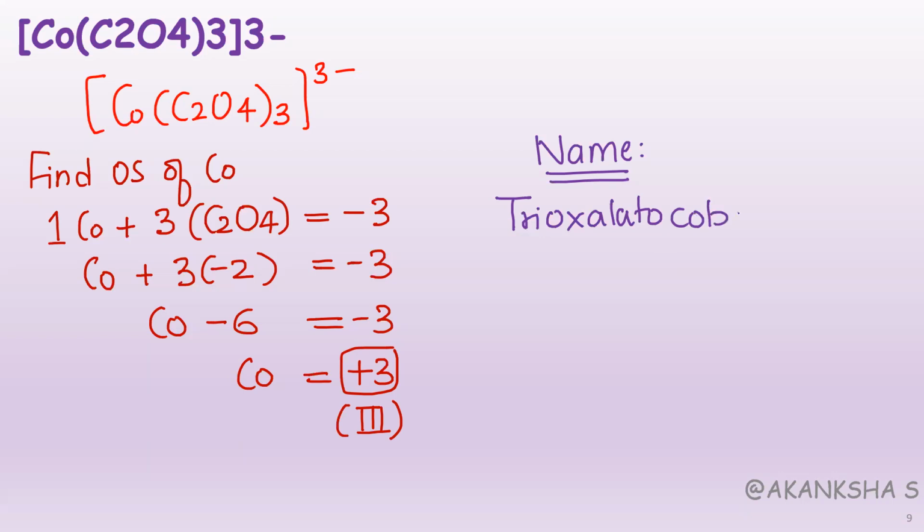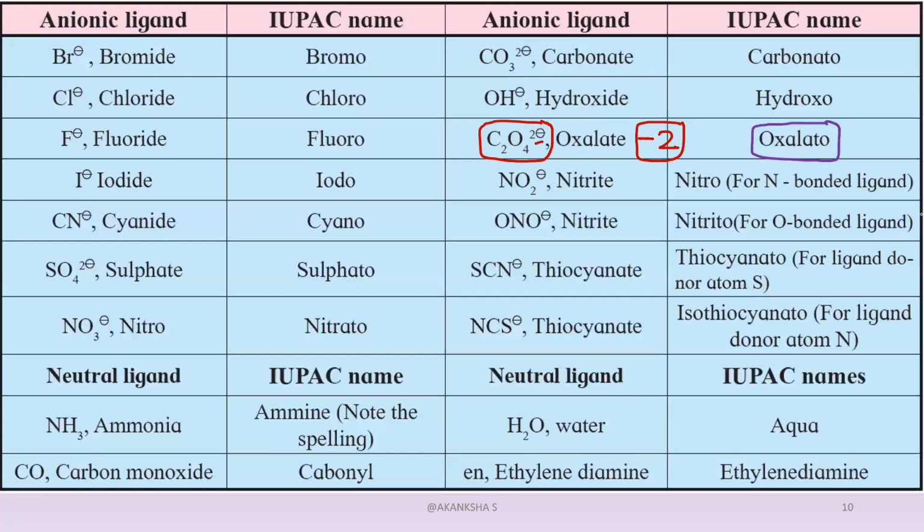Now, here comes the thing. If you see the charge of this compound is negative, so the metal turns into metallate. So this becomes cobaltate. Cobaltate 3. If you wish, you may put ion over here. Trioxalato cobaltate 3 ion.